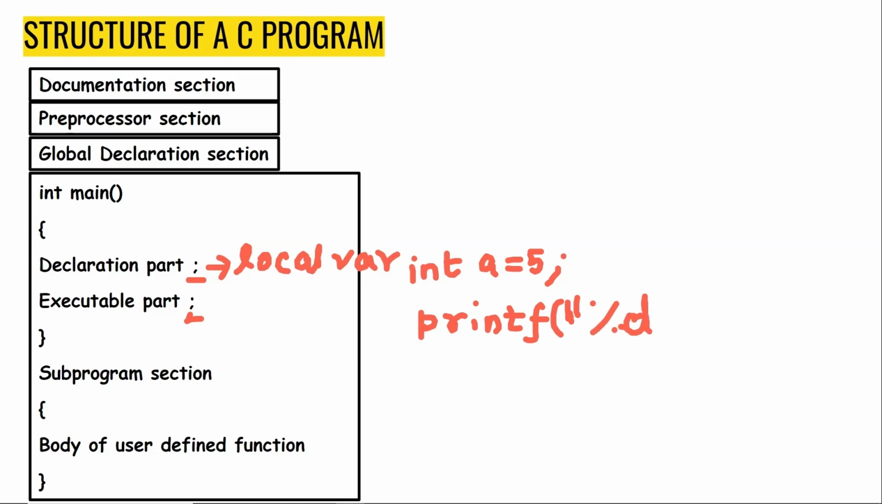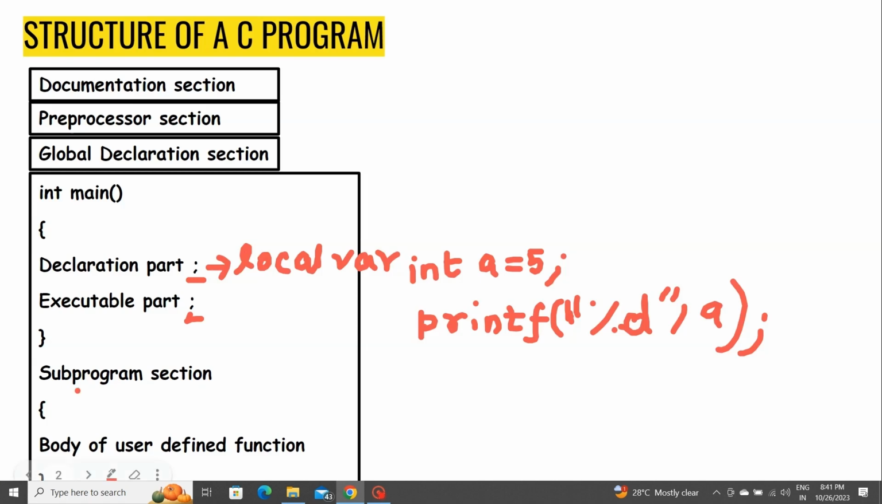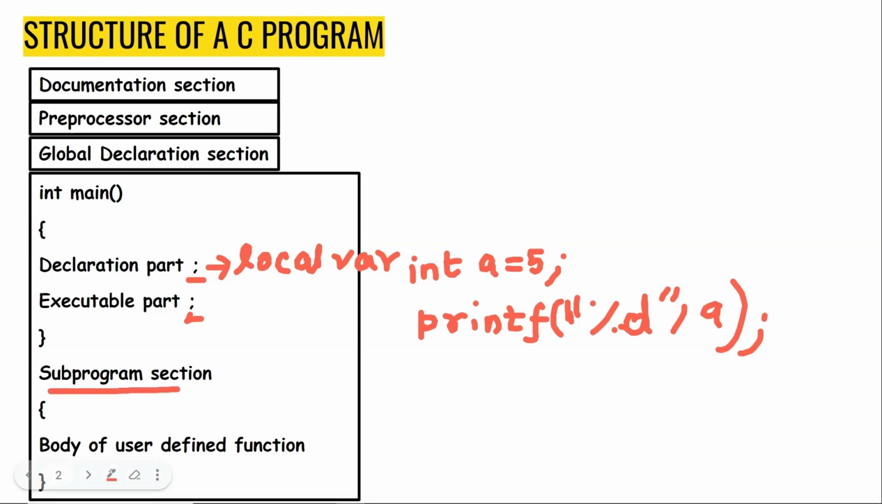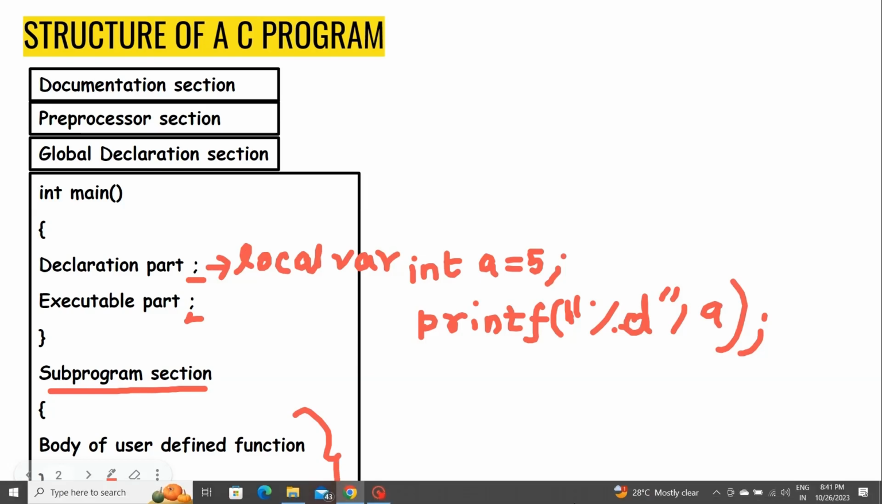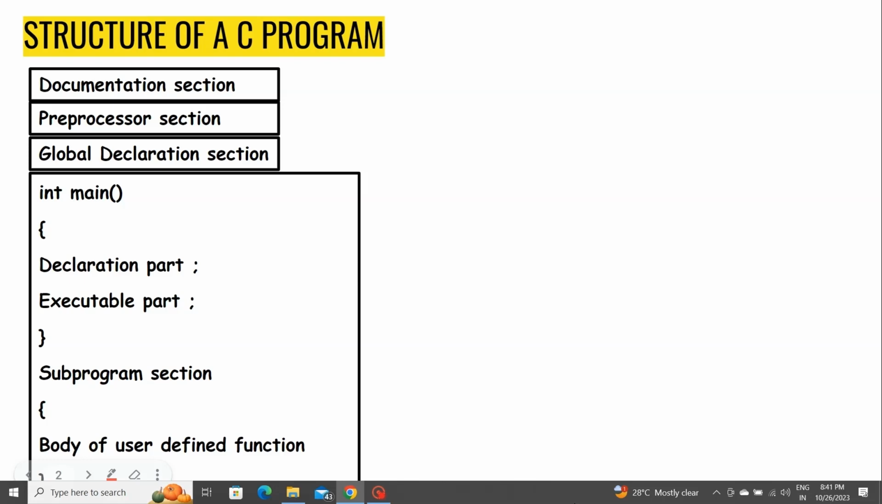Followed by the main function, we can write any number of user-defined functions. They also follow the same syntax. You have to give the function header followed by the function body. Any number of user-defined functions can be added to the C program. So this is the basic structure of a C program.